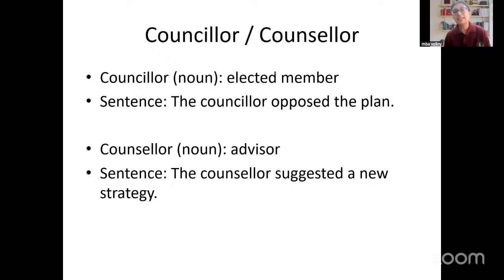Counselor is an elected member. A counselor can be an executive as well. The counselor opposed the plan. An elected member is a counselor, while a counsellor, COUNSELLOR spelling, is an advisor, somebody who counsels, somebody who advises. So the counsellor suggested a new strategy. Okay? This counselor.